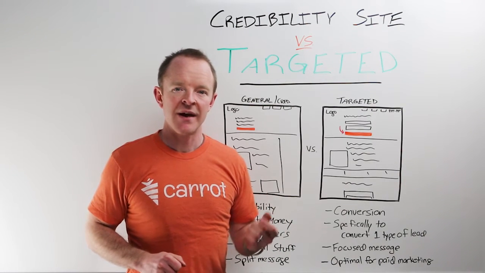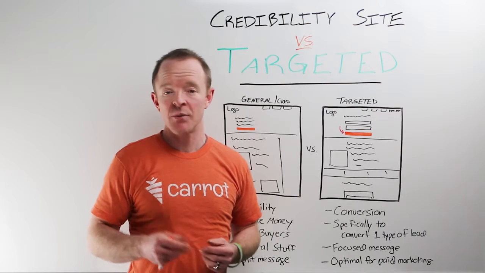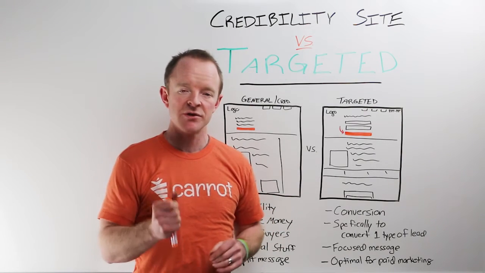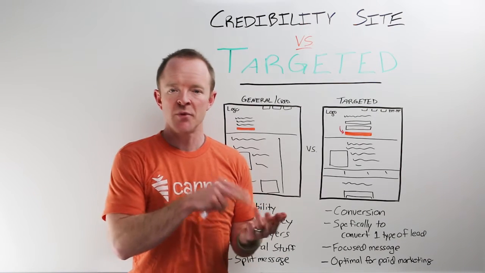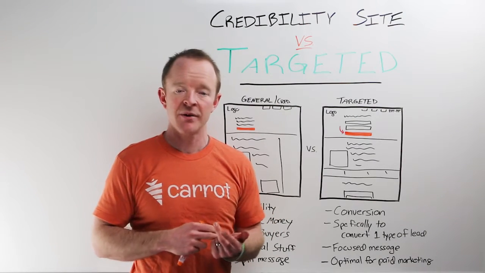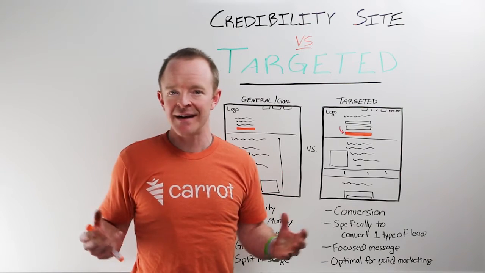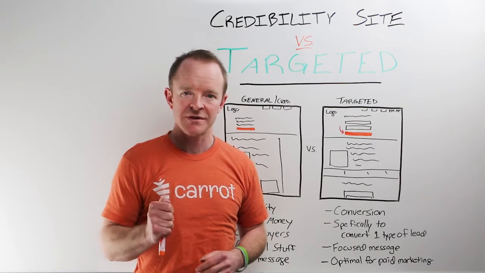Here at Carrot, we have general credibility websites, and then we have targeted websites, where the targeted websites are specific to a certain type of lead. It could be a motivated house seller, it could be a cash buyer, it could be a retail buyer, it could be a note seller or buyer. You get the idea. Those are very, very targeted toward a certain type of lead.